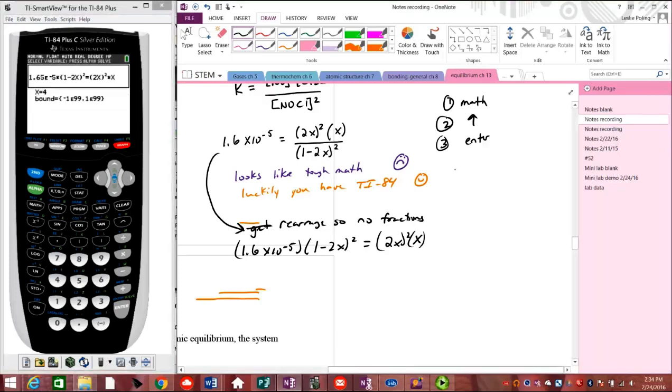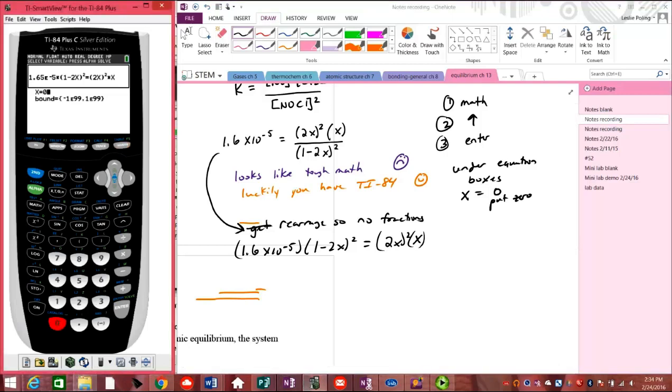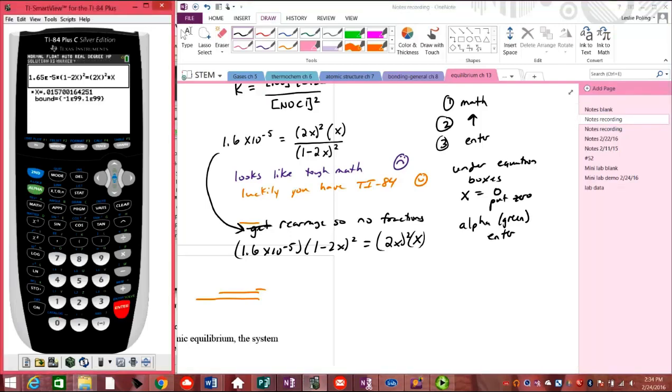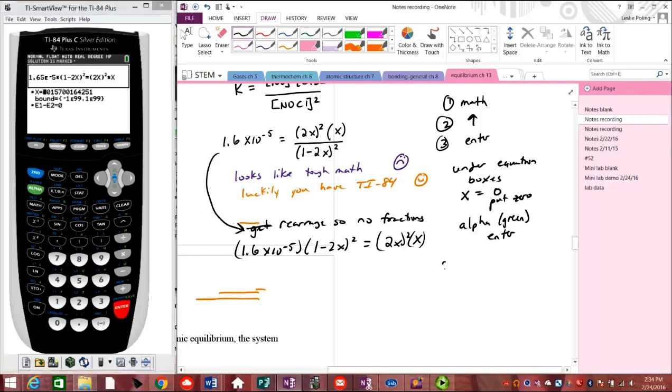Now, under the equation boxes, it's going to have an x equals. Okay? Put a 0 there. And then hit alpha, which is the green button, and then enter. So alpha, enter. That's your solve button. Okay? And this gave me 0.0157.